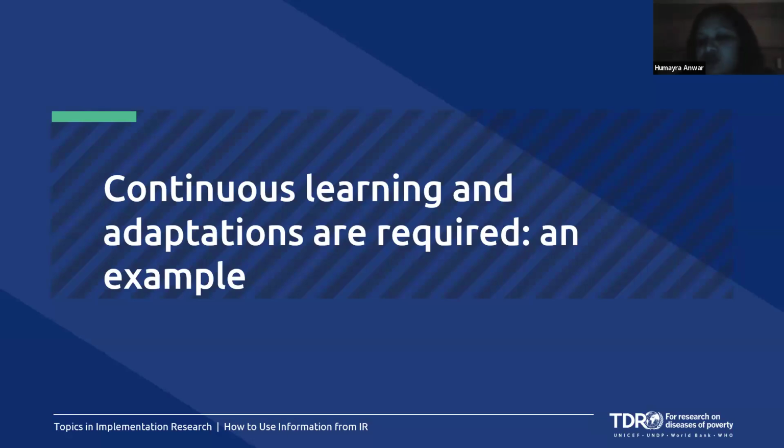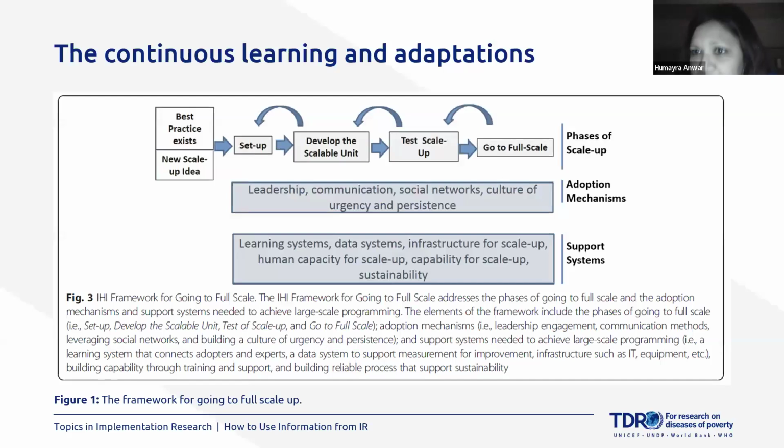So what we know so far is that we need continuous learning and adaptation in implementation research, and also to improve a program, isn't it? So why do we need this continuous learning? We need it so that we can scale up the evidence-based intervention, isn't it? And scaling up the evidence-based intervention is the major goal of implementation research, we know.